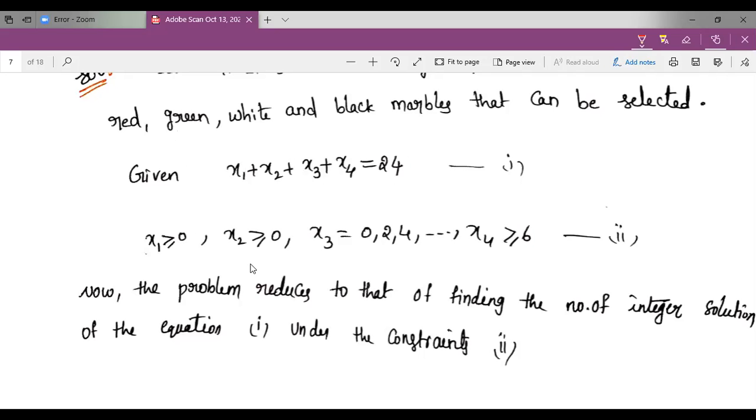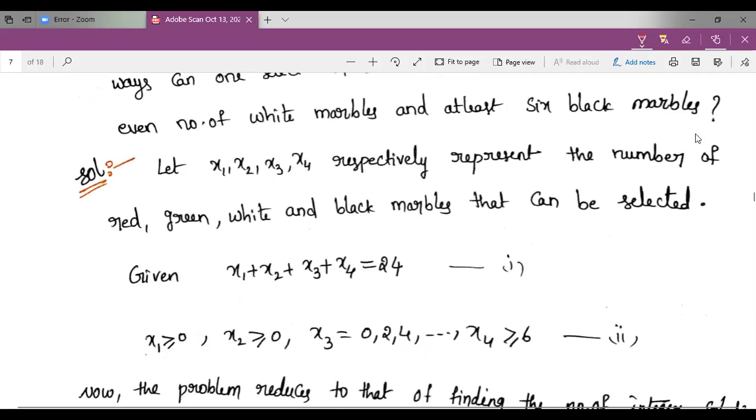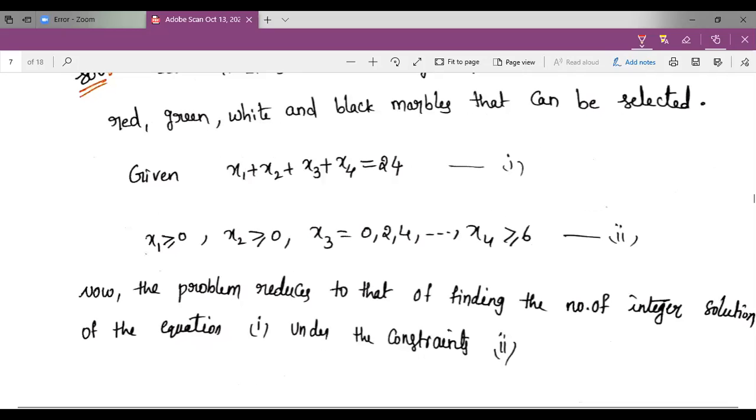So 4 colors, what are they? Red, green, white and black. The given condition for white marble is that x3 is an even number of marbles, 0, 2, 4 and so on. And for black marbles, at least 6, that means not less than 6. So x4 is greater than or equal to 6.